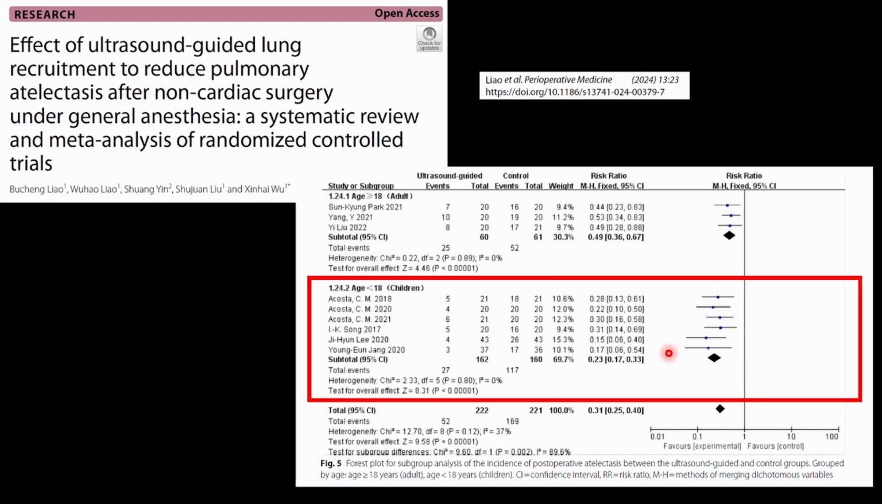And there is evidence for that. This is a nice meta-analysis of the effect of lung ultrasound guided recruitment. If you look at this table, predominantly the studies have been done in children with the lung recruitment strategy. The rate of successful extubation is rather much better and higher.